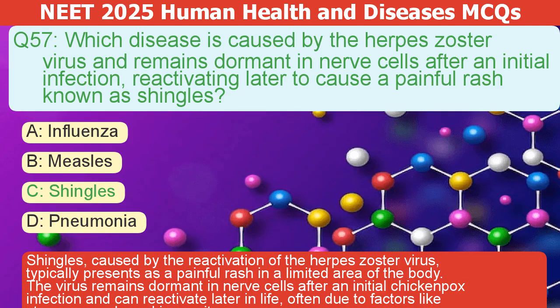Shingles, caused by the reactivation of the herpes zoster virus, typically presents as a painful rash in a limited area of the body. The virus remains dormant in nerve cells after an initial chickenpox infection and can reactivate later in life, often due to factors like stress or weakened immunity.